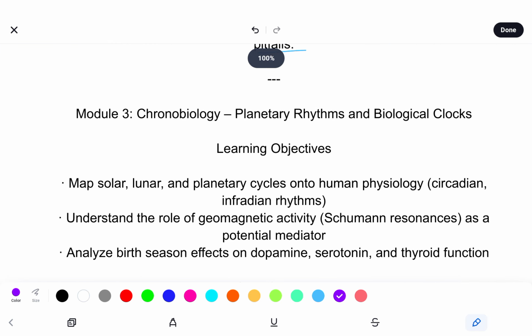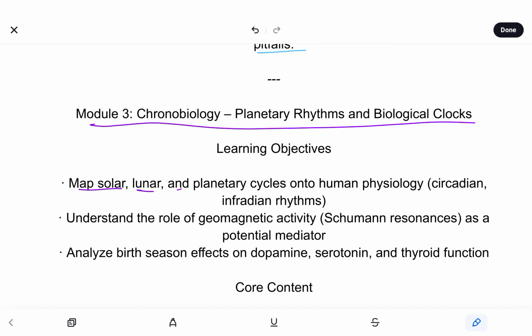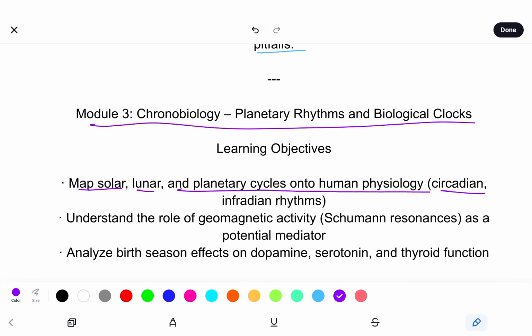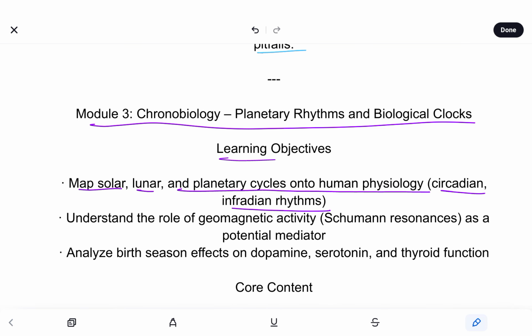All right, module 3, we would go over chronobiology, planetary rhythms, and biological clocks. Map solar, lunar, and planetary cycles onto human physiology, circadian and infradian rhythms, and this is our LO.